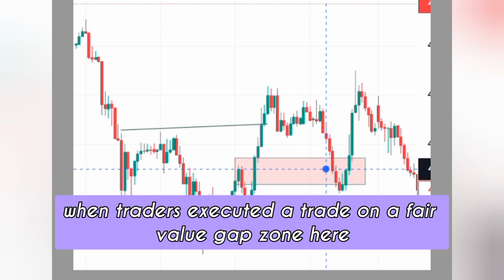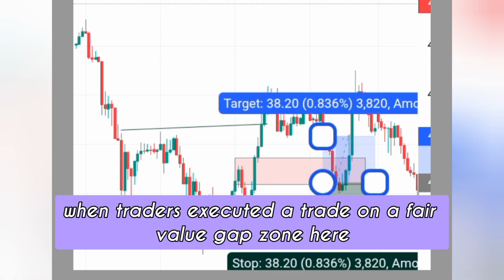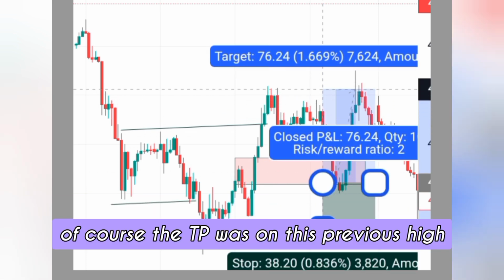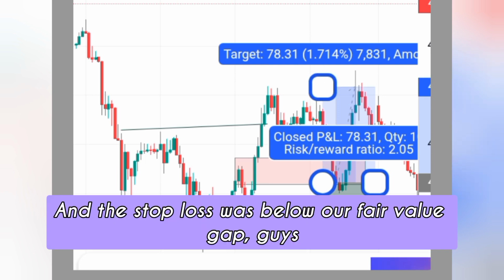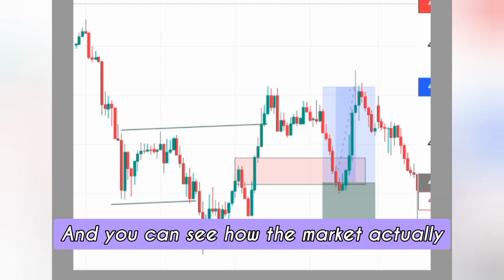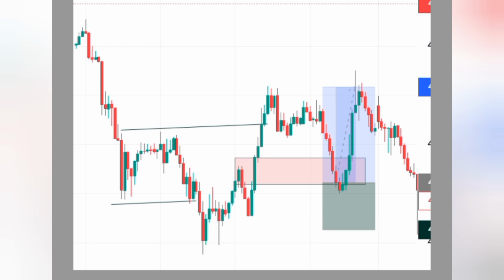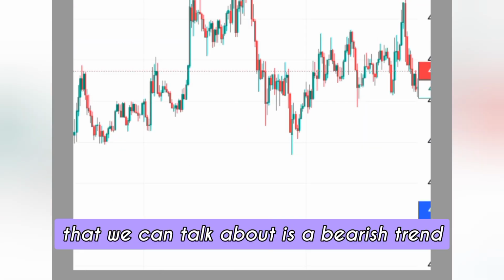You can see that when traders executed a trade on a fair value gap zone here, of course, the TP was on this previous high that the market created, and the stop loss was below our fair value gap, guys. And you can see how the market behaved there, right?